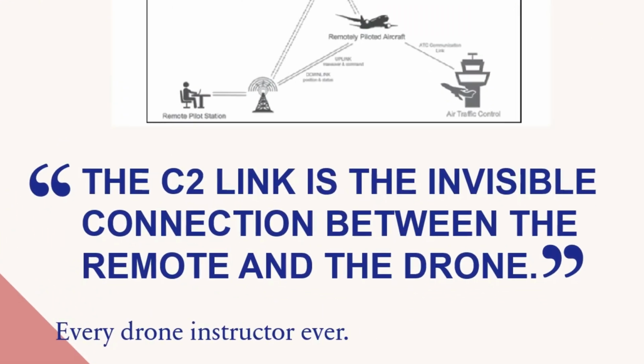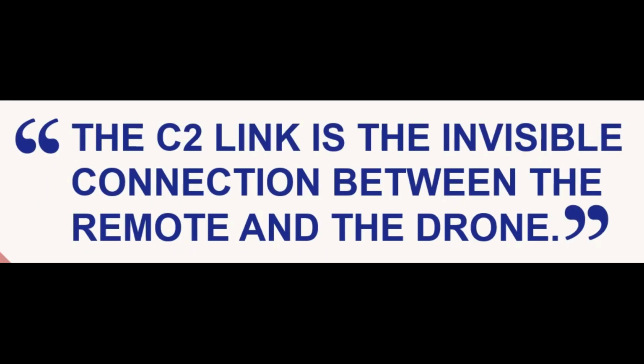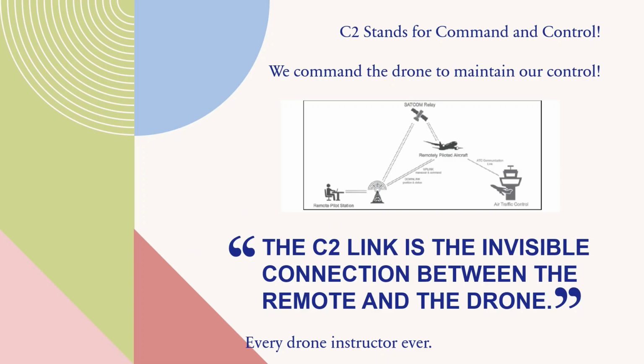A C2 link is the invisible connection between the remote and the drone. I just put a little joke there, said every drone instructor ever. So literally, the C2 link stands for the command and control link. And it looks like this.